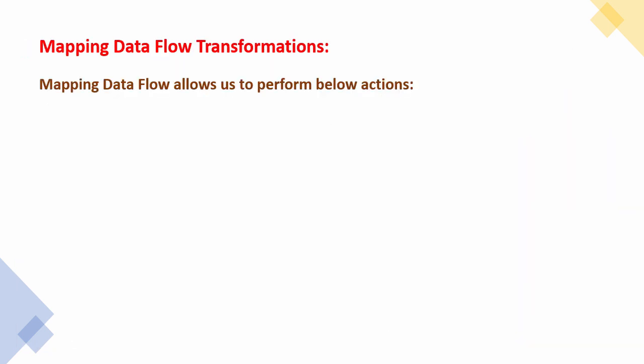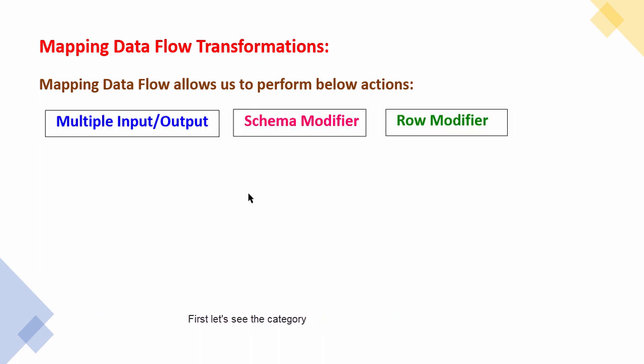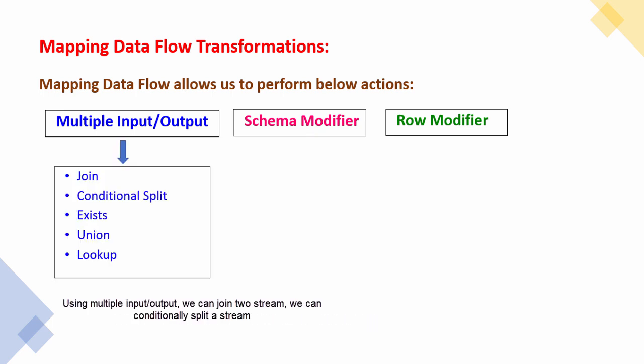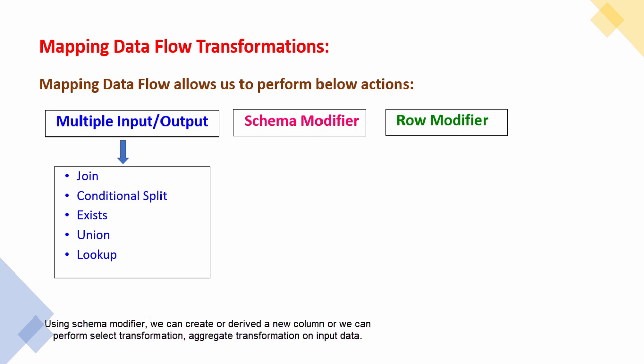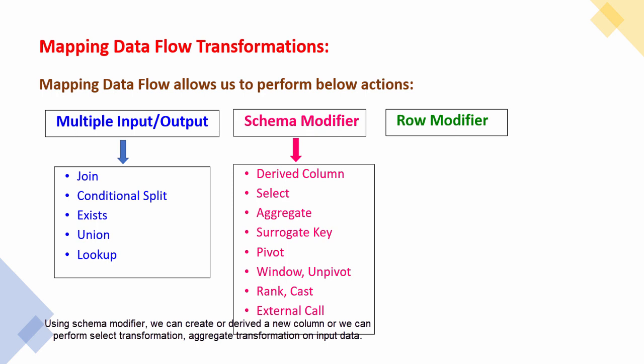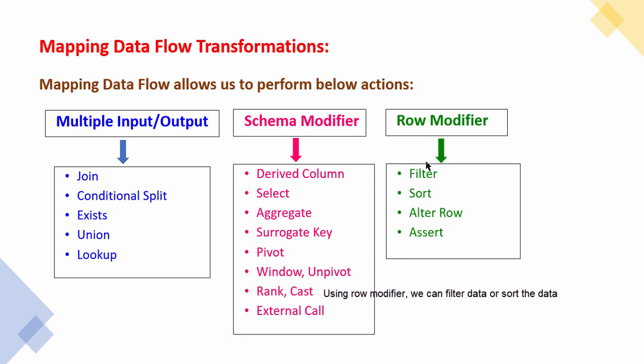Now let us see what kind of transformations there are in the mapping data flow. First let us see the categories. These are multiple input output, schema modifier and the row modifier. Now let us see what the transformations are in each category. Using multiple input output transformations, we can join two streams, and we can conditionally split a stream. Using schema modifier, we can create or derive a new column, and we can perform select transformation and aggregate transformation on the input data. Using row modifier, we can filter data or sort the data.